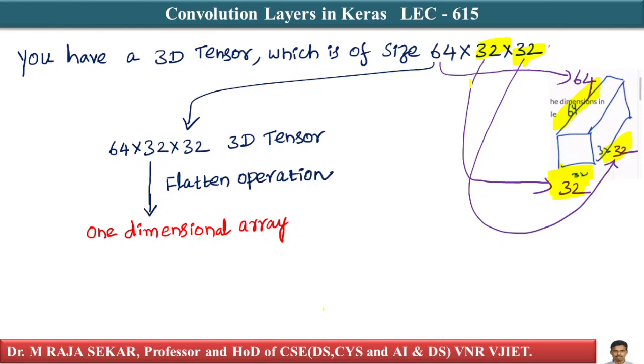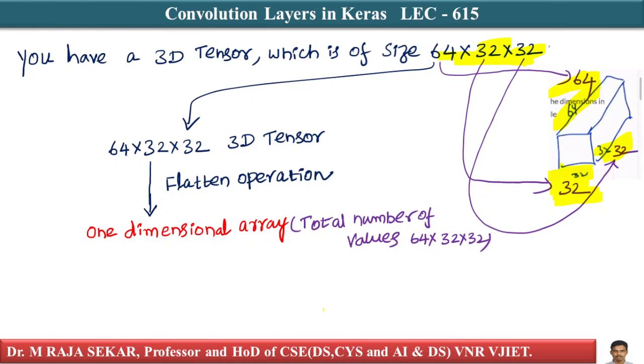64 into 32 into 32 means what? You have 32 here, you have 32 here, isn't it? What is the depth of this one? The depth is 64. Basically, you have a cube of data, a three-dimensional matrix of data, isn't it? Flatten basically converts this into a one-dimensional array.